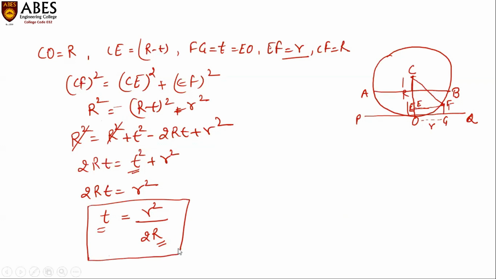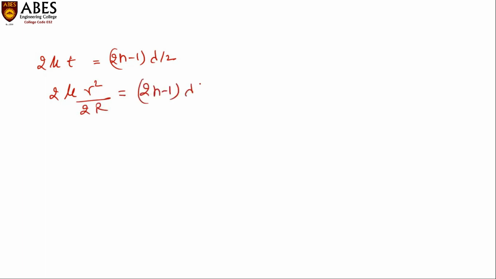For a bright ring, we use the condition 2 mu t is equal to 2n minus 1 lambda by 2. With t equal to r square by 2R, this gives 2 mu r square by 2R is equal to 2n minus 1 lambda by 2.